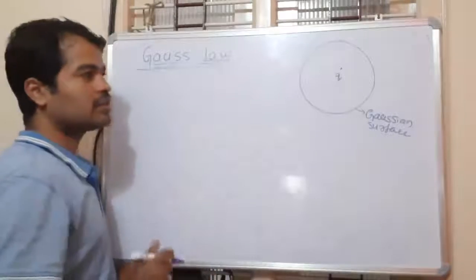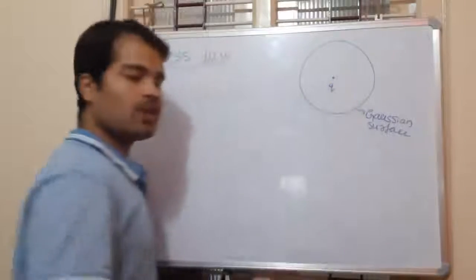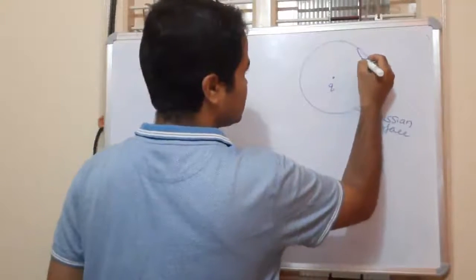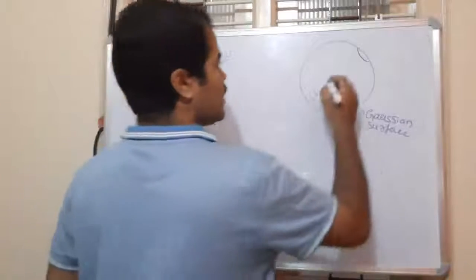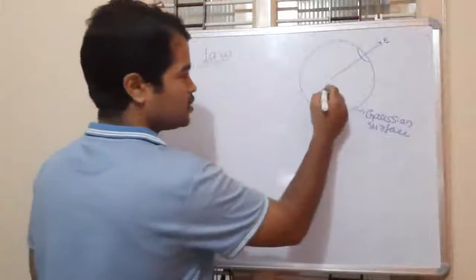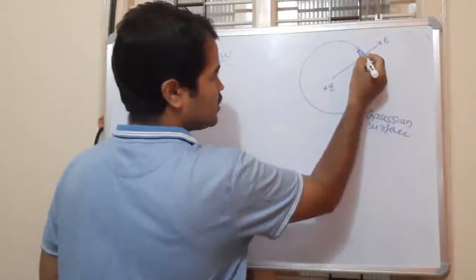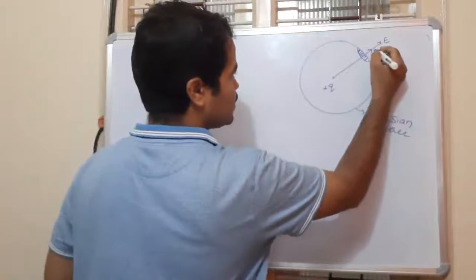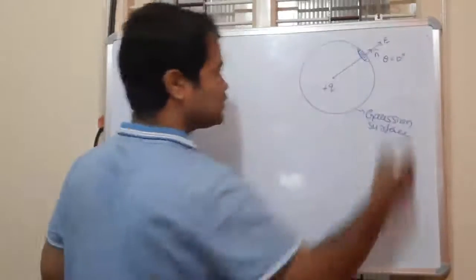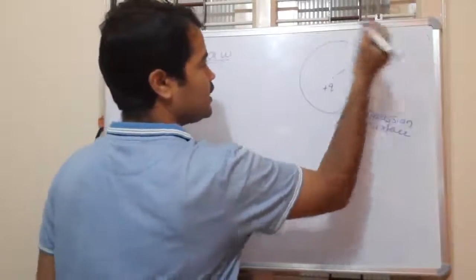Now let me place the charge exactly at the middle, somewhere here. We need to find the electric flux through this surface. Consider a small area, this much area. What is the direction of the electric field? In this direction, because since it is a positive charge, the electric field is radially outward. What is the direction of the area? The same direction, that is n cap. So both are in the same direction, and the angle between the electric field direction and the area vector is 0 degree.